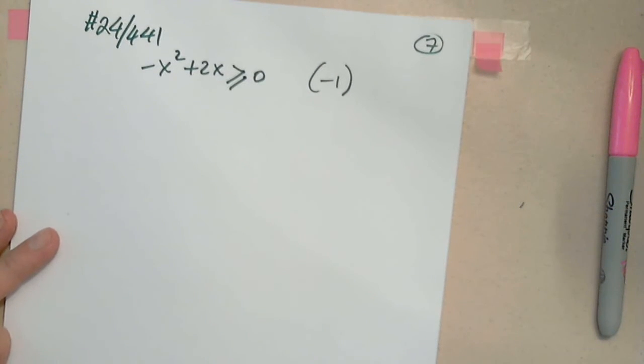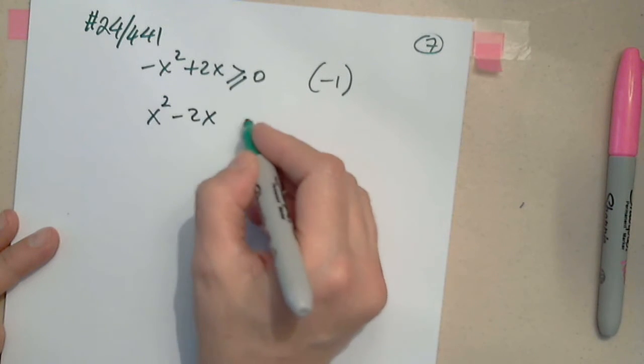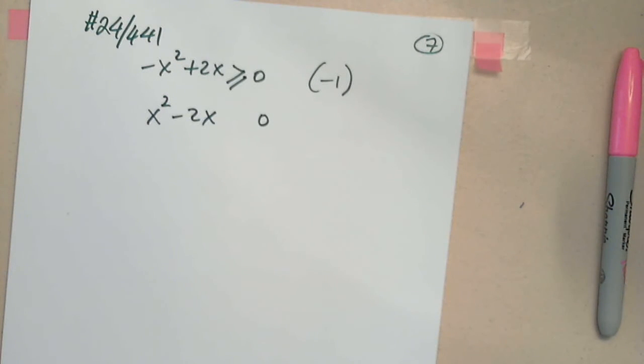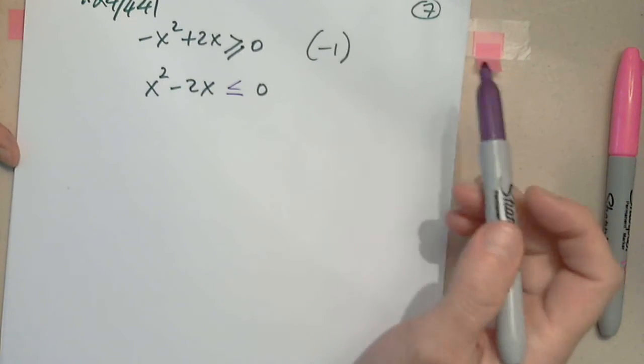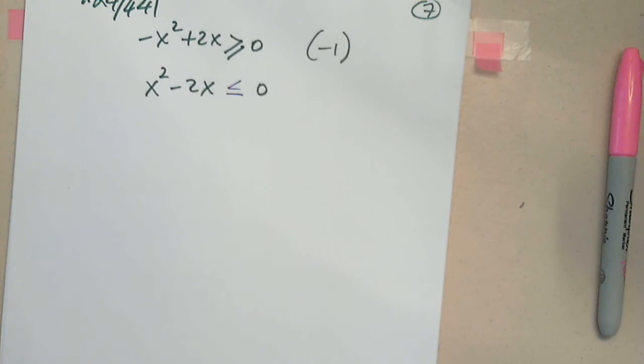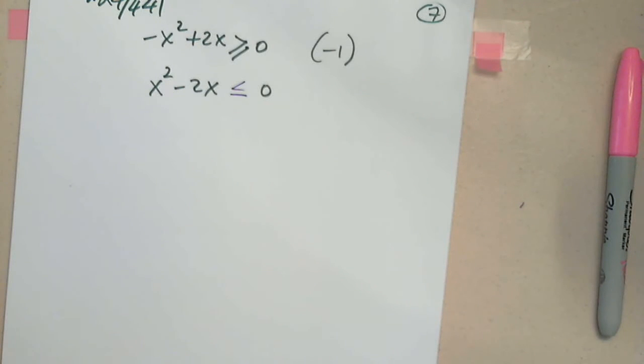I'll multiply both sides by -1, and I get x squared minus 2x and 0. But something happens now. What? The sign changes. Excellent. Every time we multiply or divide both sides of an inequality by a negative number, we have to switch the symbols. Very good. And now can anyone give me the factored form of this? The factored form is?